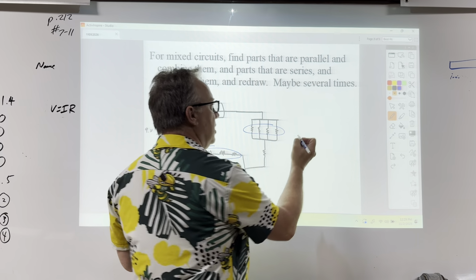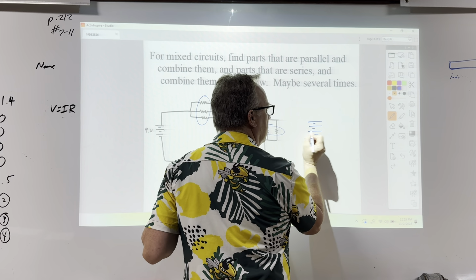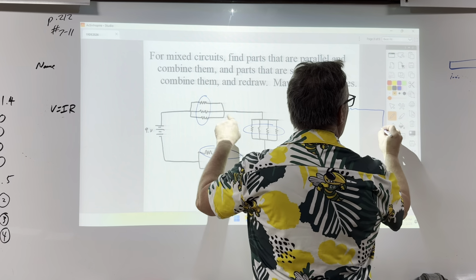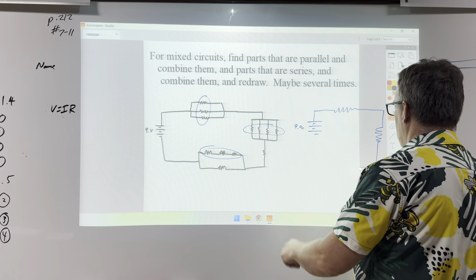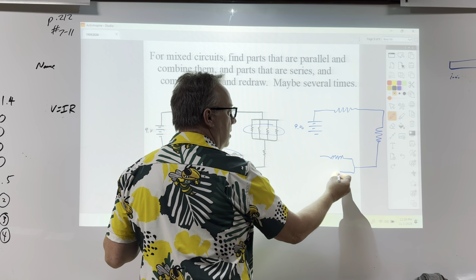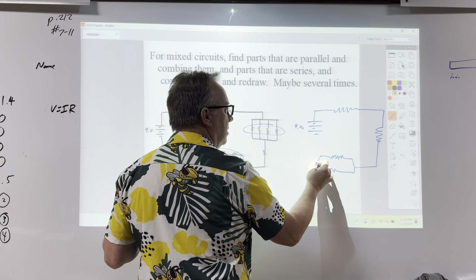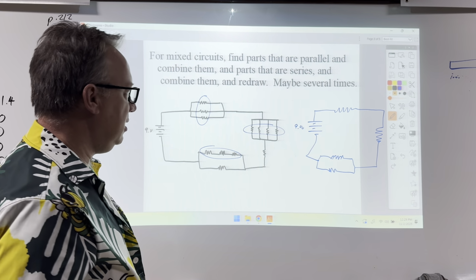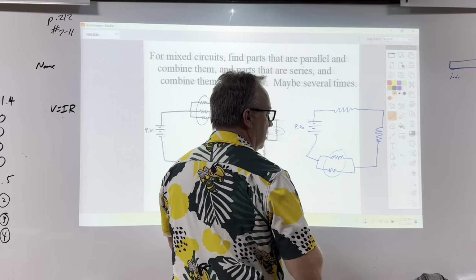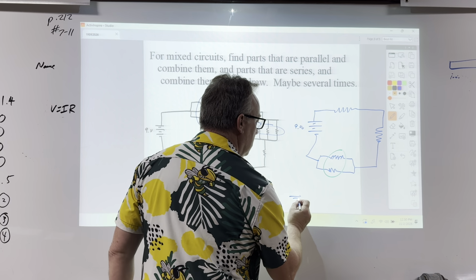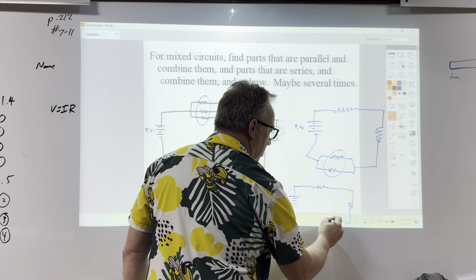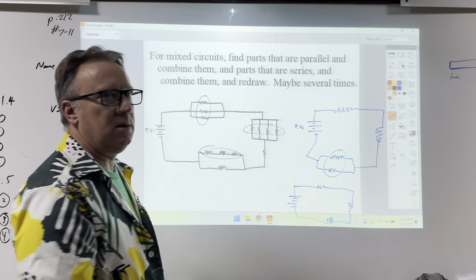So if you redrew this, you'd have 9 volts again. And you'd have one resistor for here, and one resistor for here. And over here, you'd have a larger resistor for these 3, and then one resistor here. And then the next thing you would do would be combine these two guys and draw it over. And you'd have a resistor and one resistor for these two, and now you just have a series circuit.